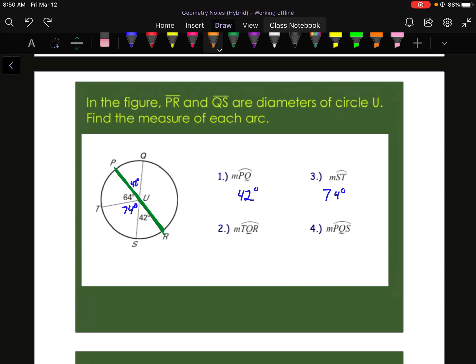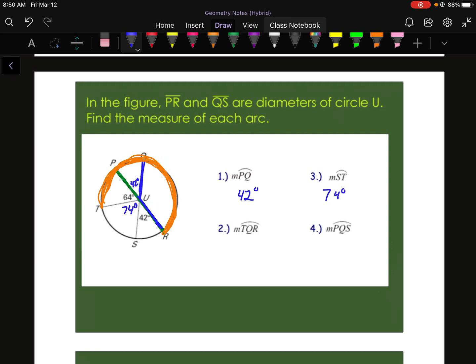So T, let's just follow the letters. T, Q, R. So I want this arc right here. So we're going to have to do some arc addition to figure out how many degrees we have. So first of all, we should probably figure out right here. We don't know this. That's the only missing piece of the circle. Once you know all the pieces, it's pretty easy to add up some numbers, sometimes subtract some numbers.